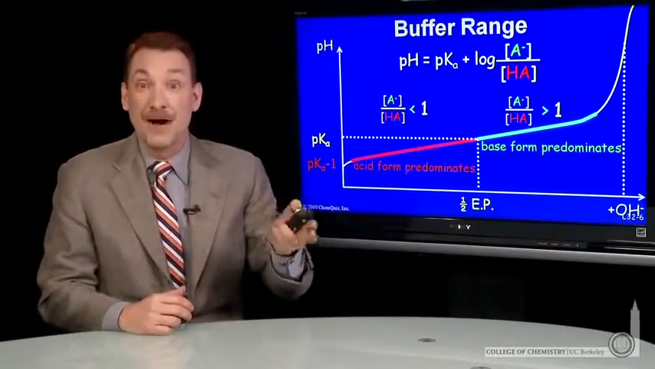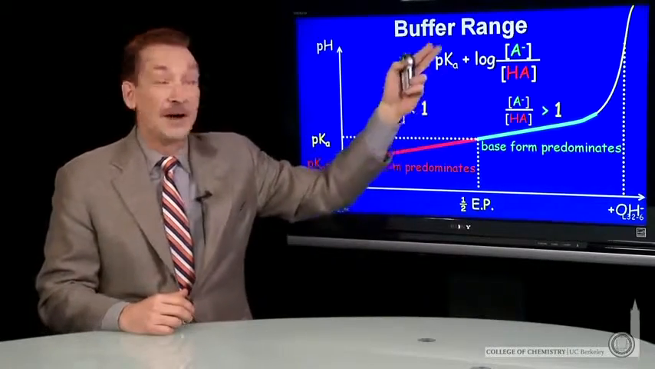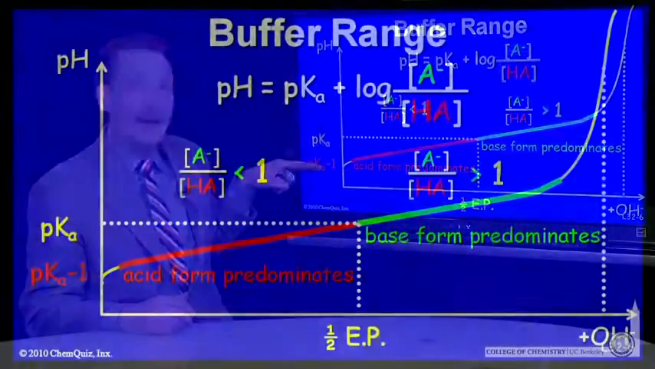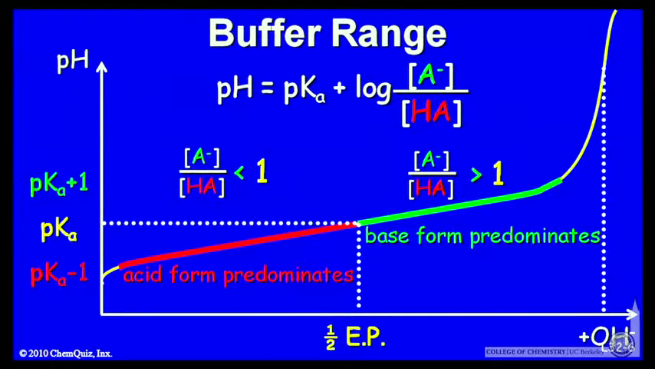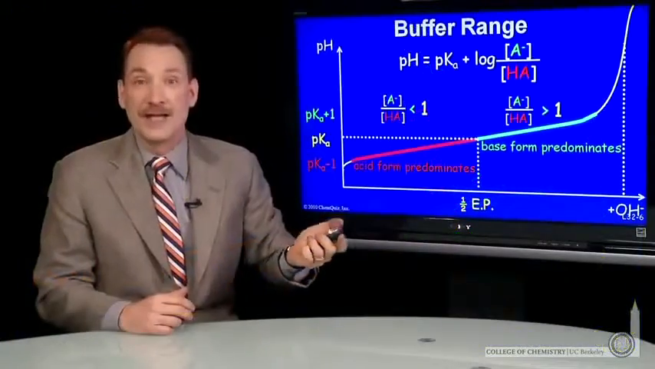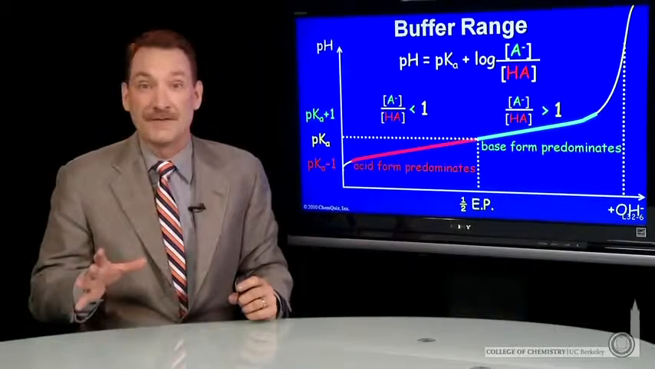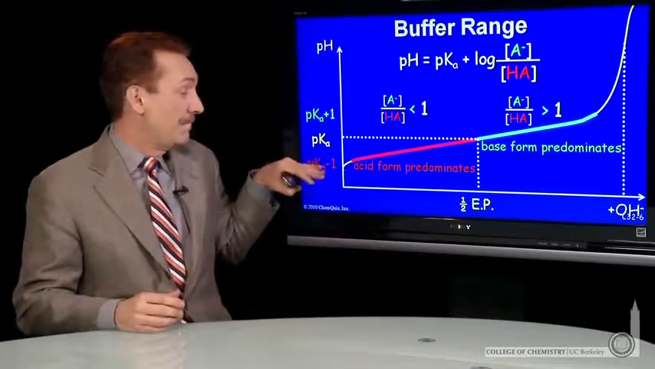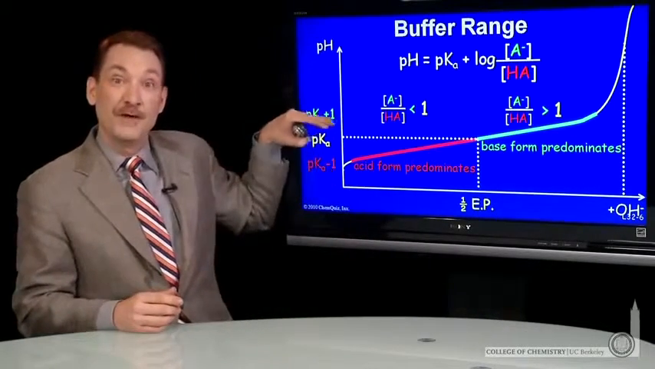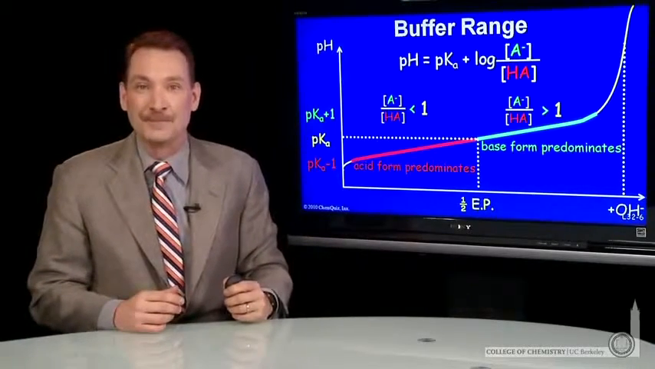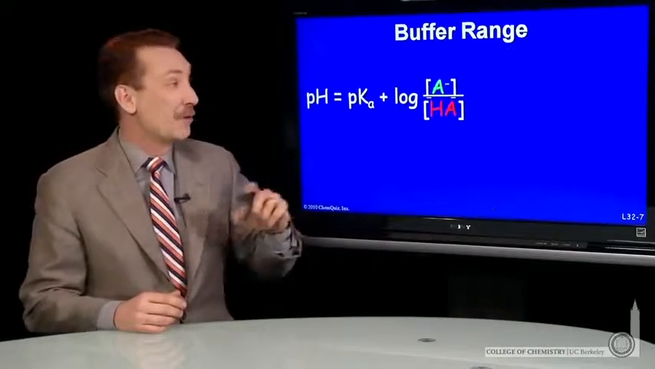Now we define the buffer region, the region where this expression holds, to be from pKa minus 1 up to pKa plus 1. So, for instance, if your weak acid was acetic acid, it has a pKa of around 4.75. The buffer region would be from 3.75 to 5.75, 1 unit around the pKa. So let's look at that in more detail.